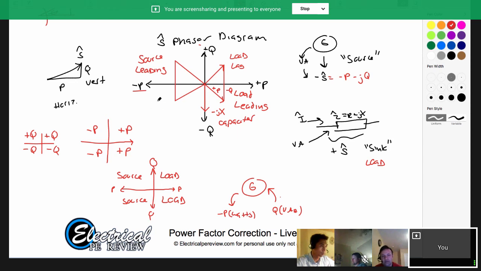So how about the last one down here? Is this a source or a load? Source. How can we tell? Minus P. What does minus P mean? What are we doing?